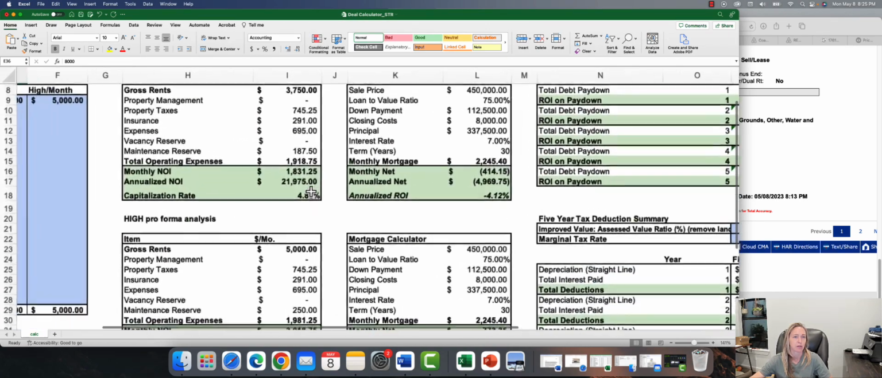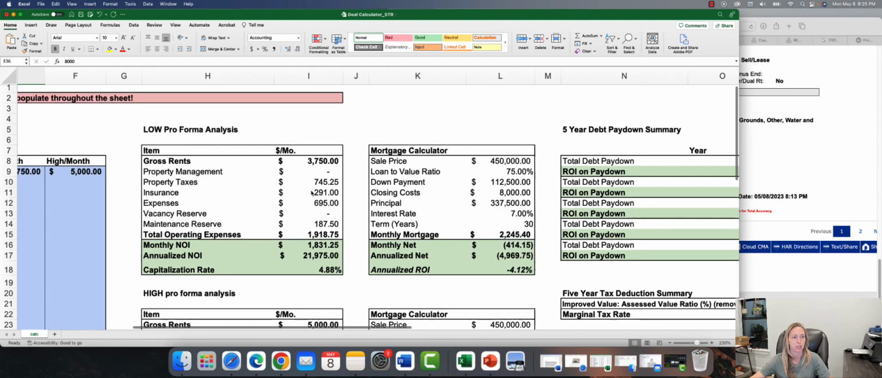The pro forma, I'll just get a little deeper here. So you've got gross rents on the low, and then cap rate is more for commercial properties, but over here you can look at your return on investment and then your monthly cash flow. So cash flow is there.